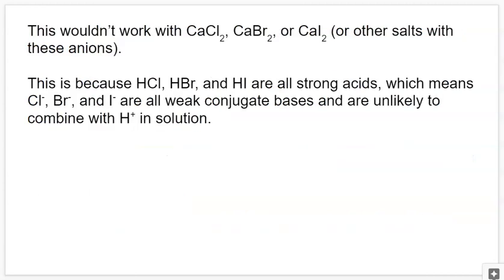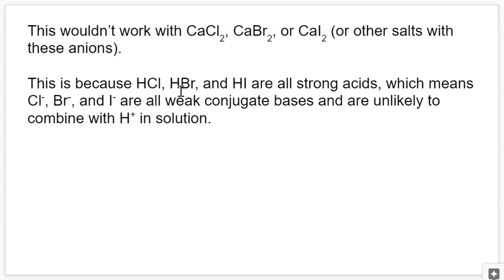And this wouldn't really work with solutions of calcium chloride, calcium bromide, or calcium iodide, or other salts with these anions, chloride, bromide, or iodide. And this is because hydrochloric acid, hydrobromic acid, and hydroiodic acid are all very strong acids, which means that chloride, bromide, and iodide are all weak conjugate bases. If you recall, a strong acid means that it fully dissociates. So that means that HCl is going to split up into H plus and Cl minus completely, having a very high K value. But we're going to talk more about acid and base equilibria in Unit 8.